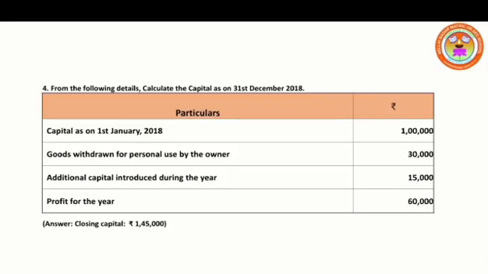Next sum. From the following details, calculate the capital as on 31st December 2018. Capital as on 1st January, 1 lakh. Goods withdrawn for personal use by the owner, 30,000. So this amount denotes drawings. Additional capital introduced during the year 15,000. Profit for the year 60,000. So which is the missing figure in this question? Closing capital. Let me see how to find out closing capital.